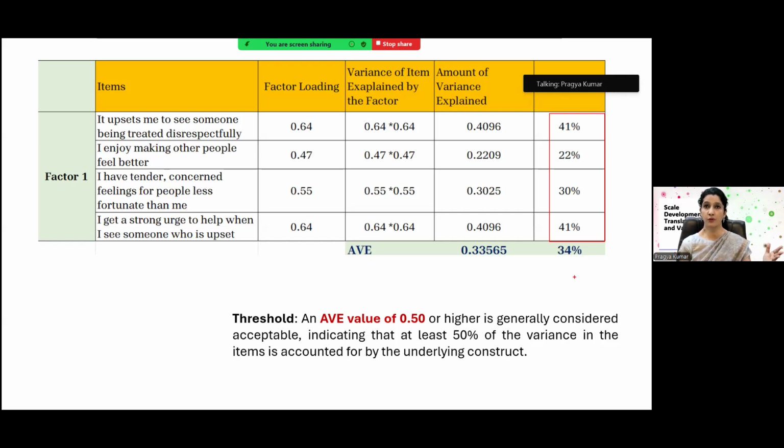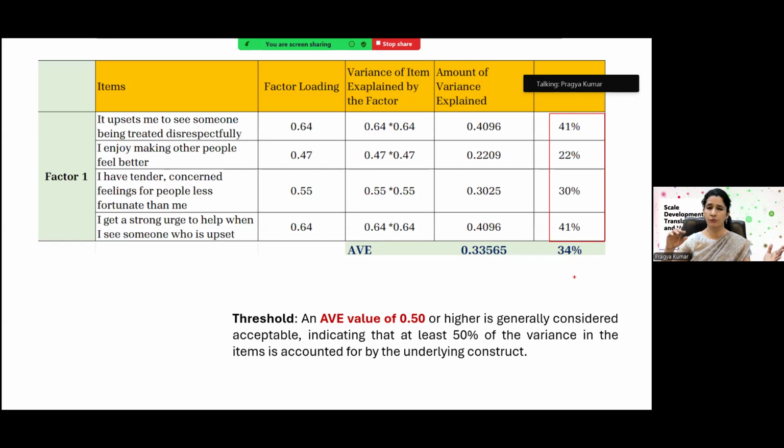Because we have used the same data, and the average variance extracted, that total variance explained, was very less. How much was the total variance explained in that factor analysis? Can someone tell me the value? Yes, it was very less, 29.8 or 6, so it is approximately 30%. And at least it should be 60%. That's the cutoff. At least 60% variation in the items should be explained by the latent factor.